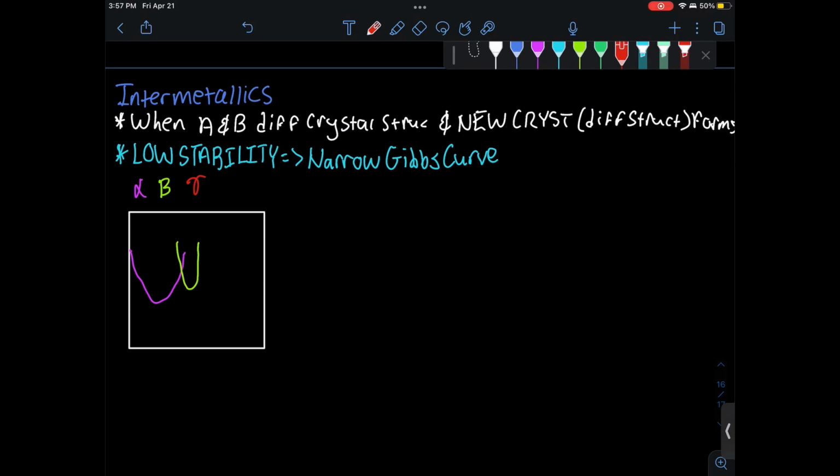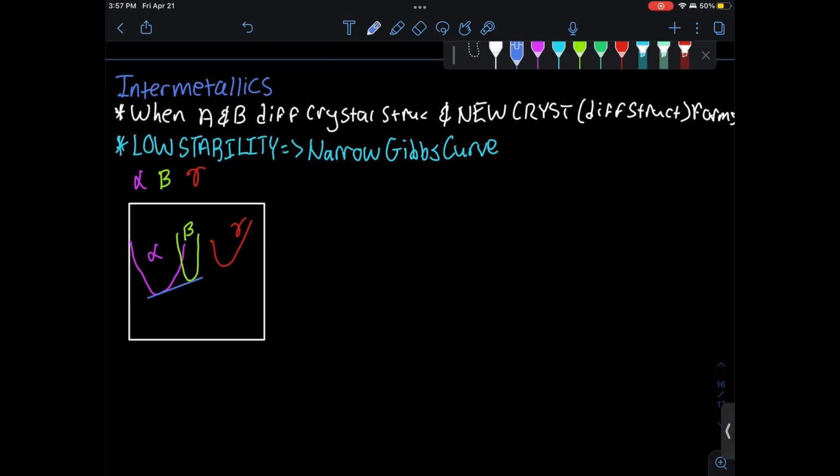We can see that beta is the intermetallic because it's in between the gamma and alpha ends. And we can draw, just practicing this stuff. Boom, we have a comet tangent there. And we might, I'll draw it. So we have a comet tangent with this one.